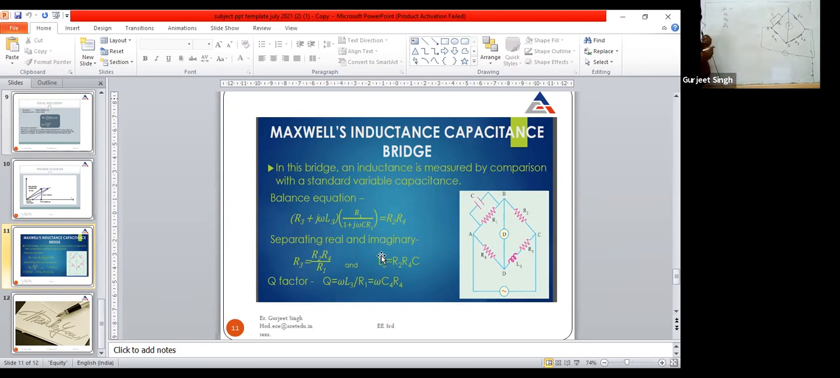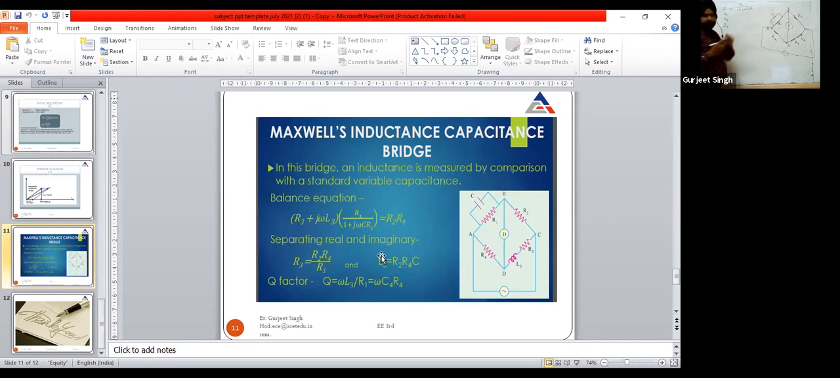So we will write down the value of Z1, the impedance of this arm AB. We will write this resistance R1 in the numerator. Then in the denominator, we will write 1 plus j omega C1 R1. This is the impedance of this arm. So this is the basic concept.